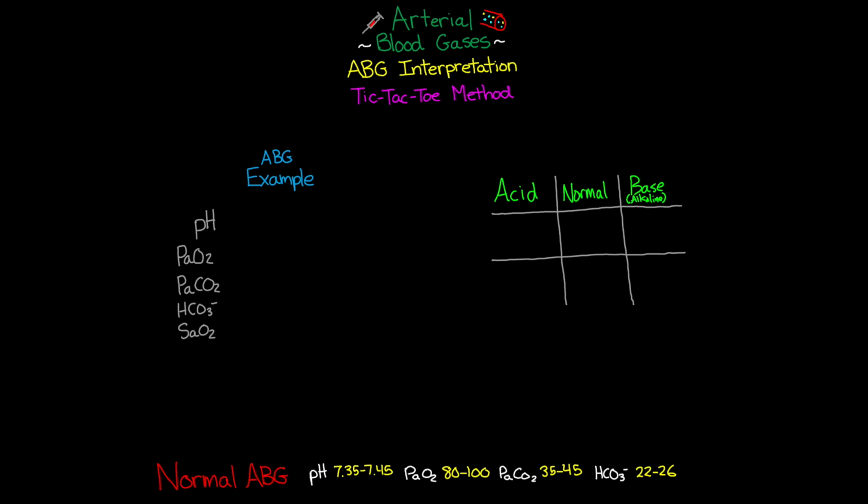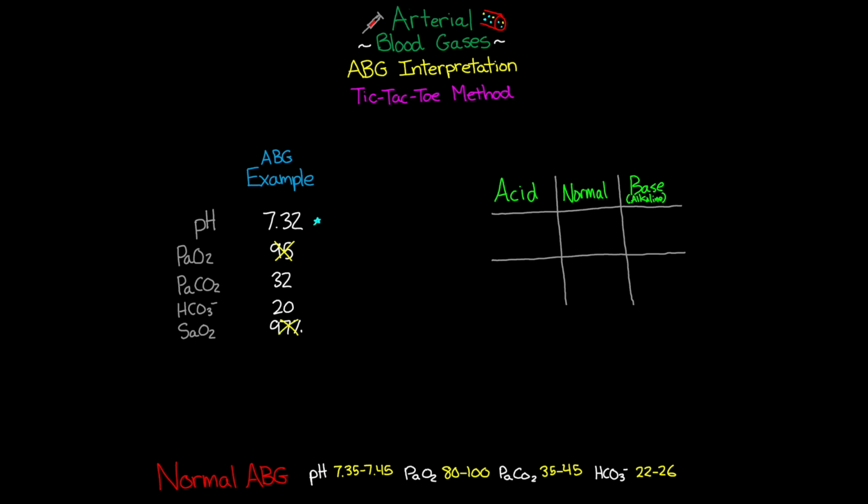All right, let's go ahead and do some more examples here. For this next one, we're going to have a pH of 7.32, a PaO2 of 95, a PaCO2 of 32, a bicarb of 20, and an oxygen saturation of 97%. Again, let's disregard these here. And so we'll start out looking at our pH.